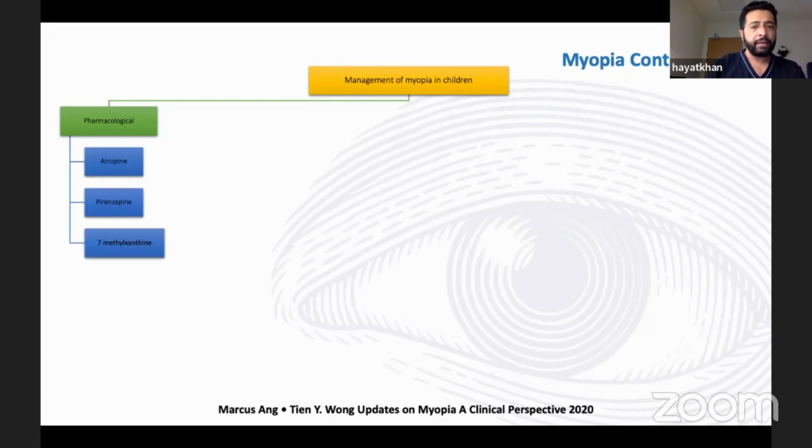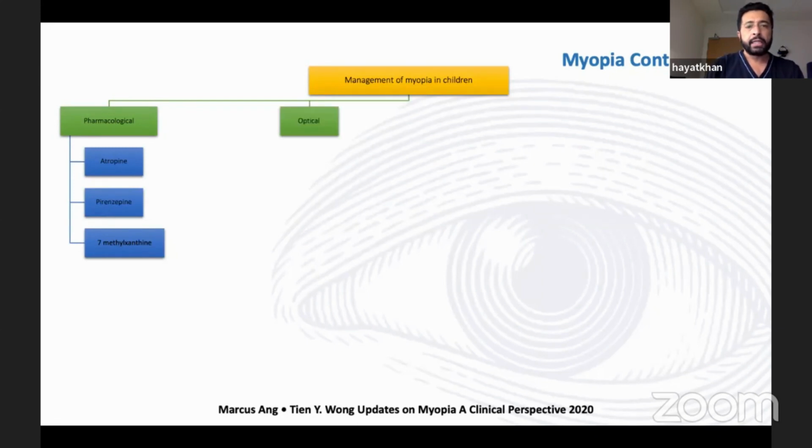Pirenzepine and 7-methylxanthine can be another strategy, but still under investigation. The results have not been that confirmative yet. So for now, atropine is the pharmaceutical therapy for children with growing myopia. I'm going to go into detail later.